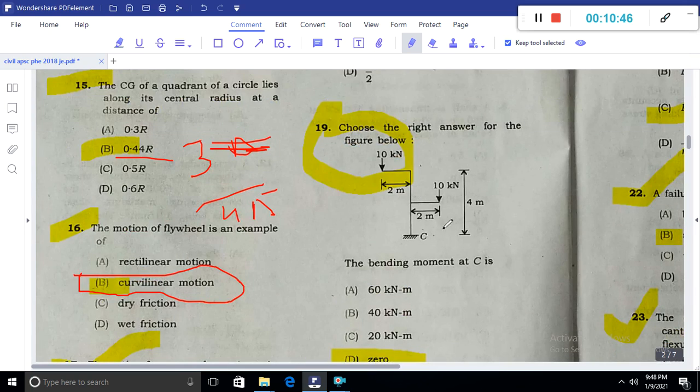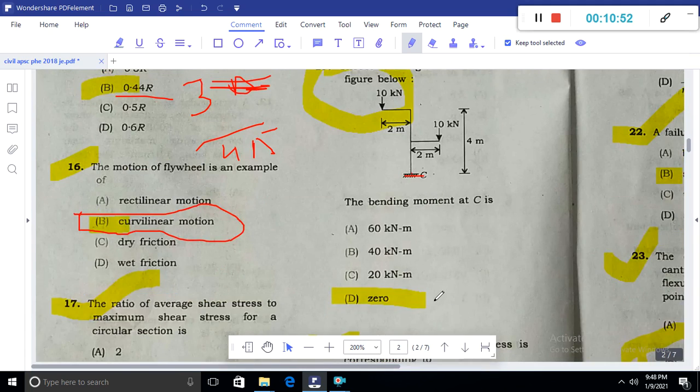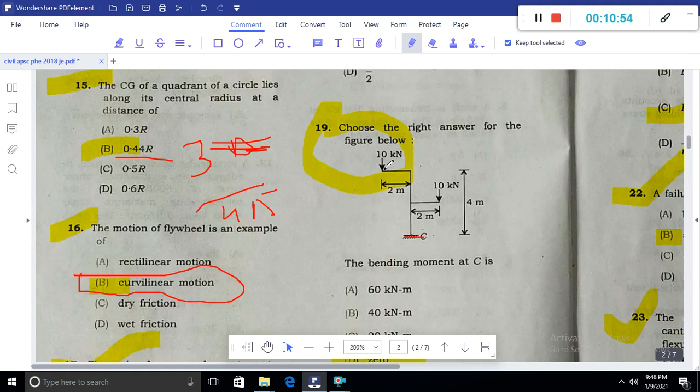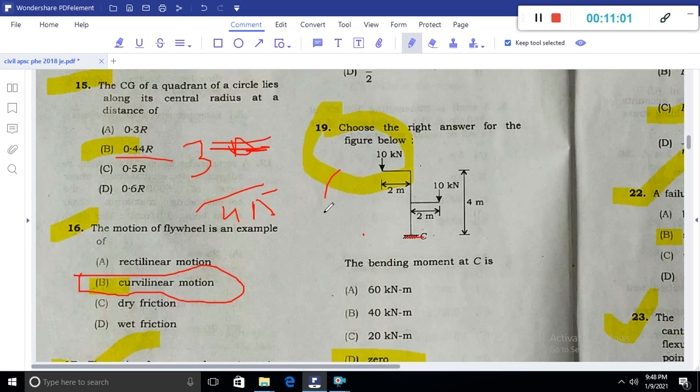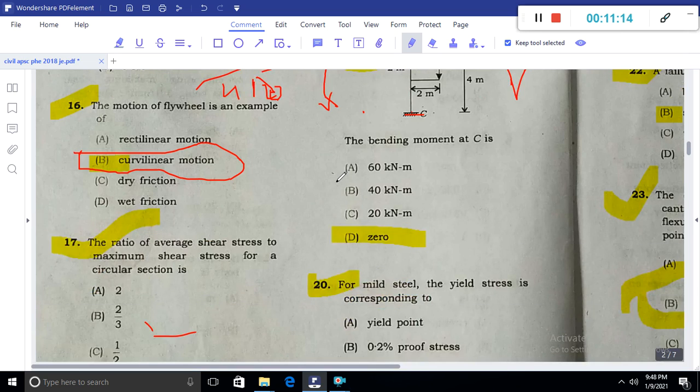So bending moment at C, if we take a moment due to this force we are getting 0 because here it will rotate like that, 10 into 20 kilonewton meter. The direction of this rotation is this, 20, and here the direction of this rotation is 20, that is also anti-clockwise. That means both moments are acting in opposite directions. That means our bending moment is 0.